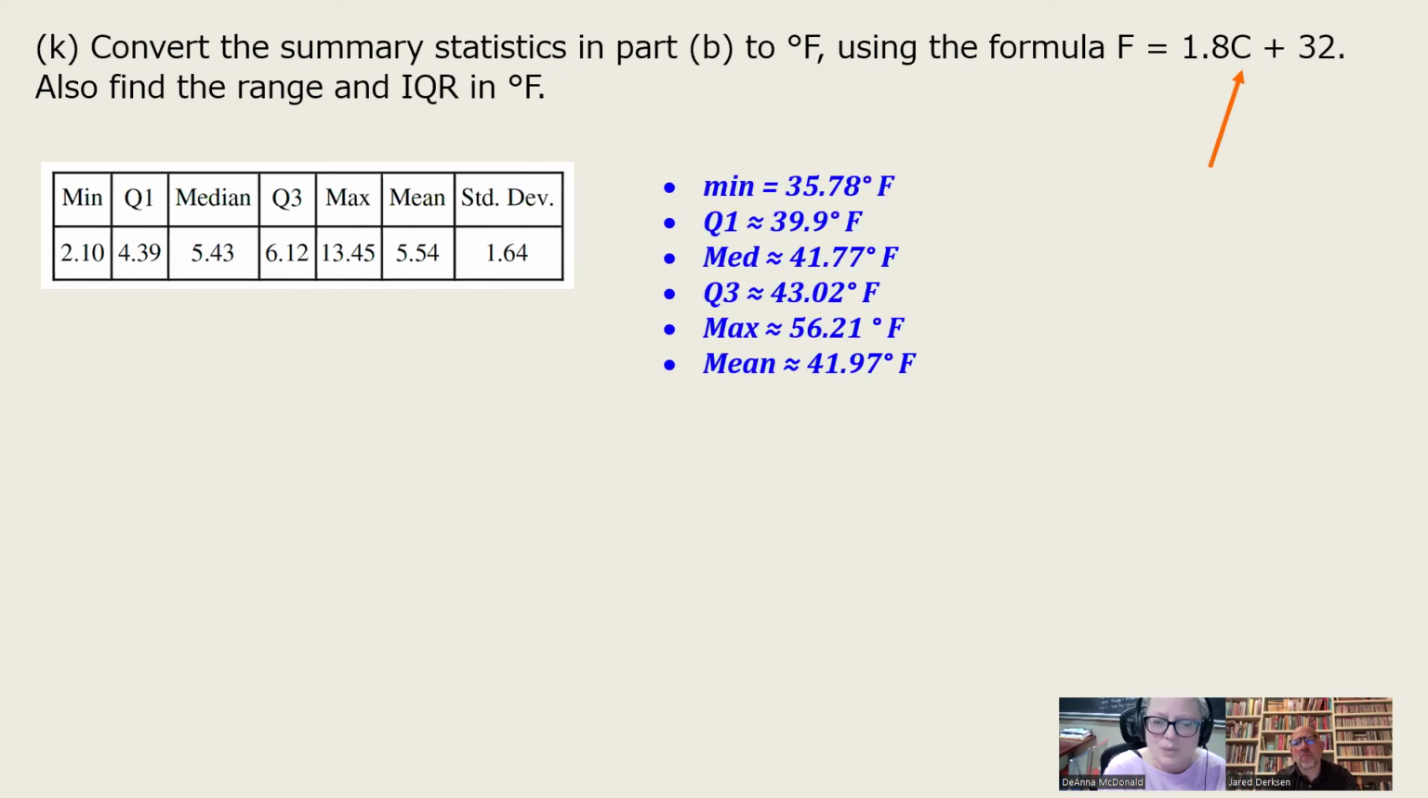And so for the first group of them, all you do is take the minimum value and plug it in. And you take 1.8, multiply it by your old value, add 32, and everything's good to go.